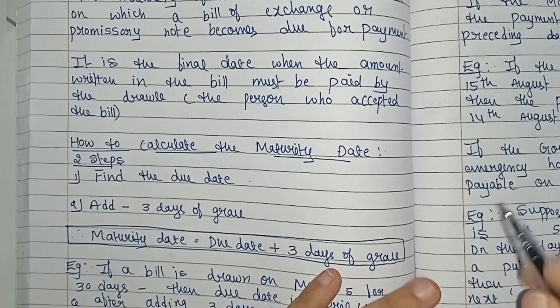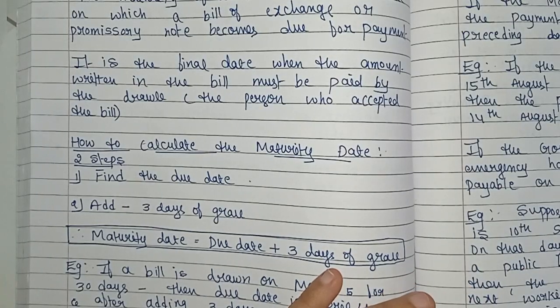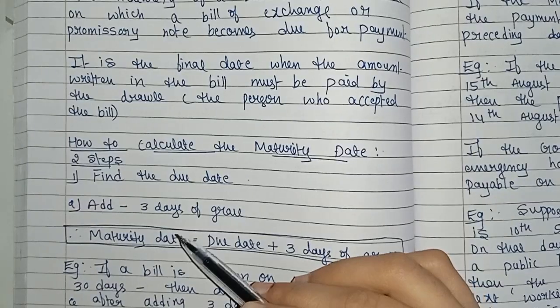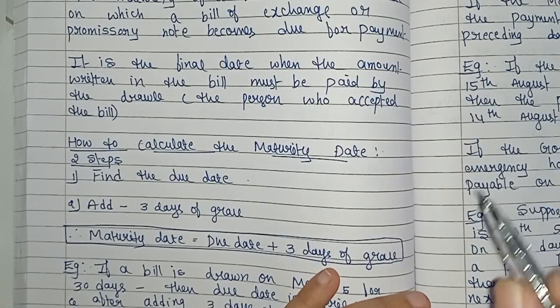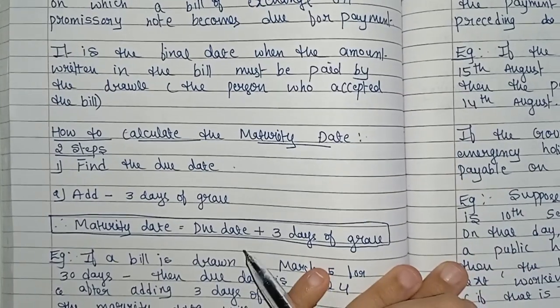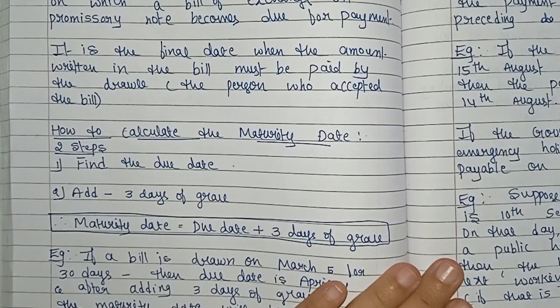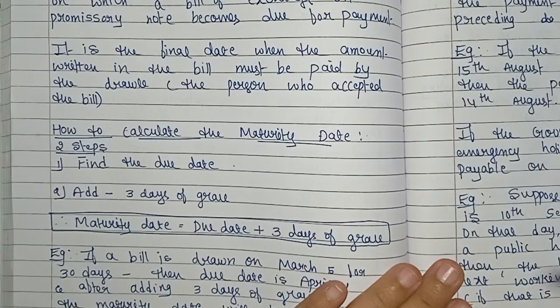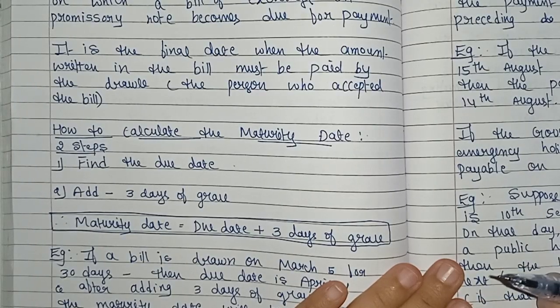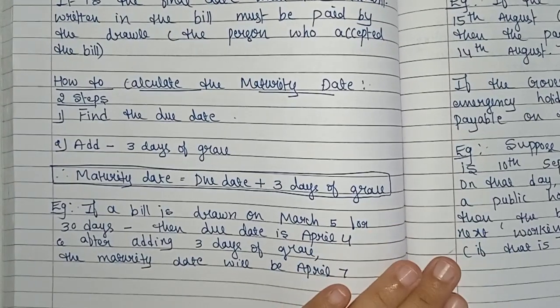After finding out the due date, we need to add 3 days of grace. Clear? So maturity date means due date plus 3 days of grace. Maturity date equals due date plus 3 days of grace. Clear? So I will explain this through an example.